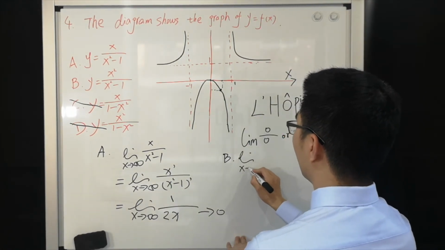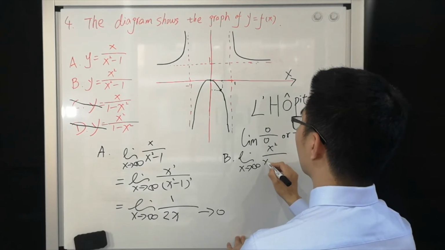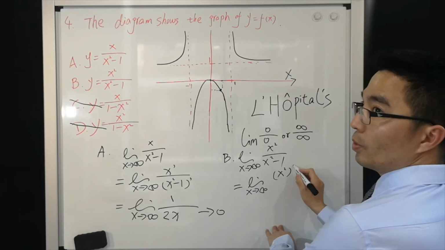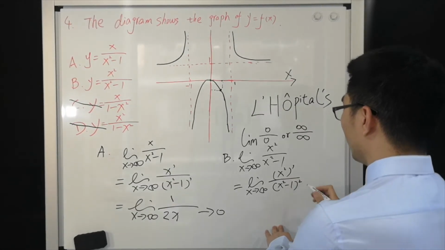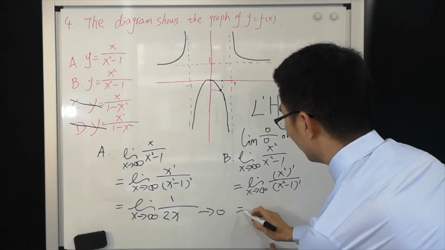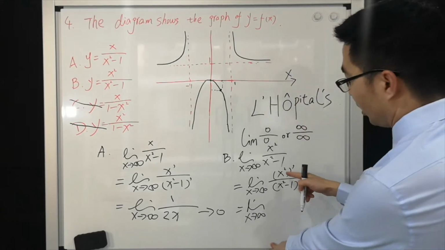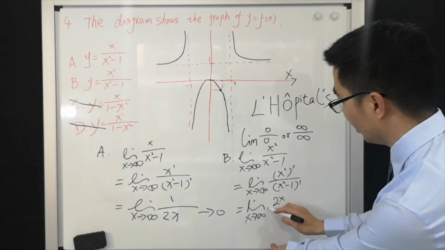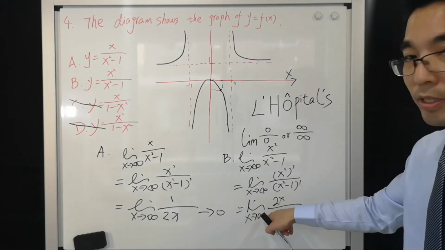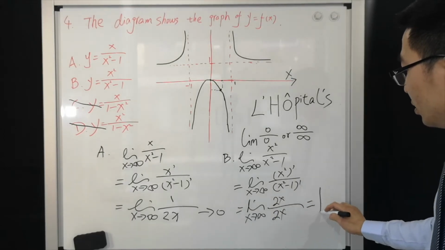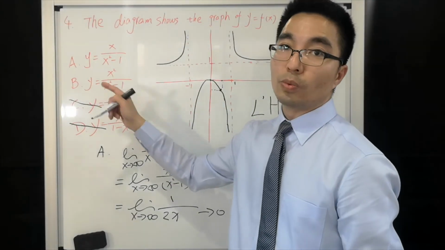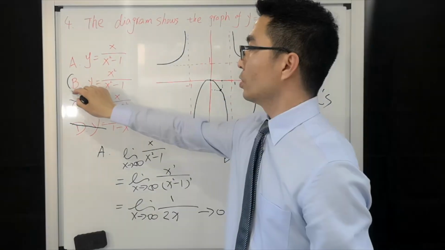The limit as x goes to infinity of x squared over x squared minus 1 equals the limit as x goes to infinity of the derivative of x squared over the derivative of x squared minus 1. So we keep going. The limit as x goes to positive infinity: for x squared we have 2x as the derivative, and here we have 2x as well. So 2x over 2x equals 1. So when x goes to infinity, the limit of this function is 1, which means when x approaches positive infinity, y is approaching 1. So B should be your answer.